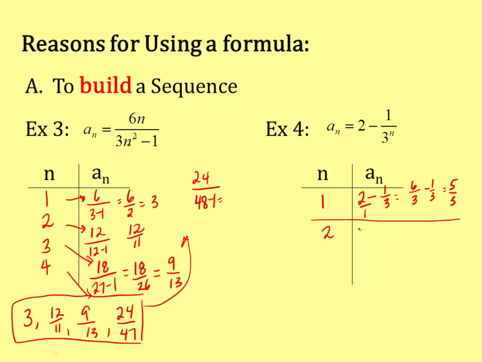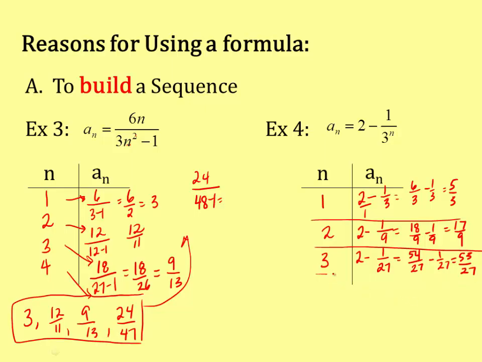Let's do term 2. 2 minus 1 over 3 squared, which is 9. Okay, so my common denominator is 9 now, so it's 18 ninths minus 1 ninth equals 17 ninths. Third term, 2 minus 1 over 3 to the 3rd power, which is 27. 3 times 3 times 3 is 27. So common denominator of 27. 27 times 2 is 54 over 27 minus 1 over 27 gives me 53 over 27. And no, that does not reduce either.